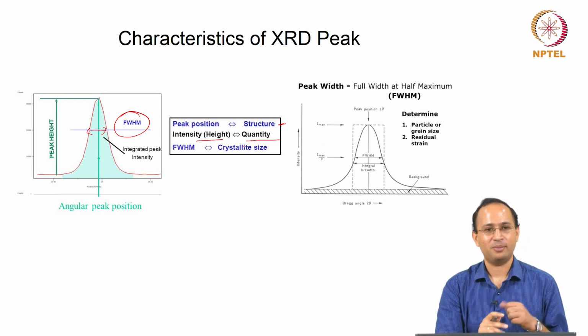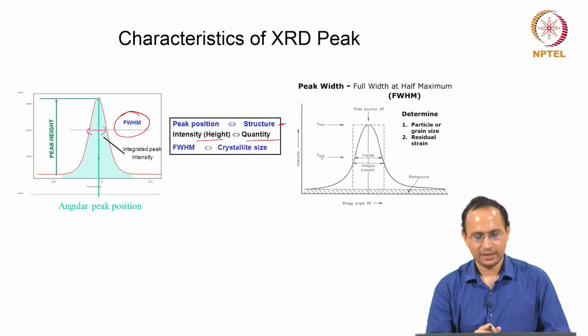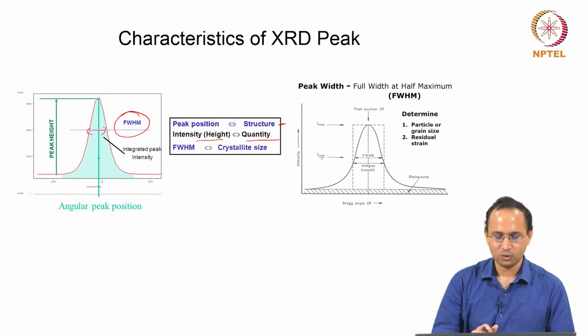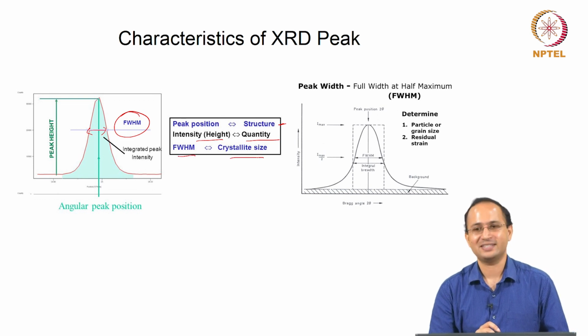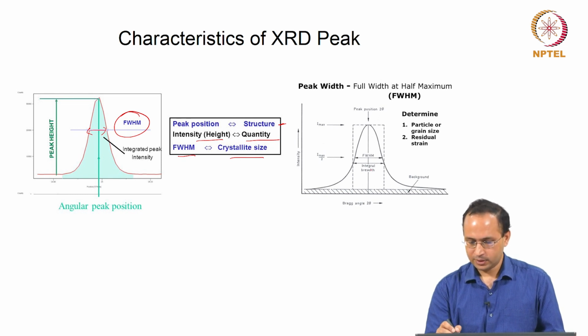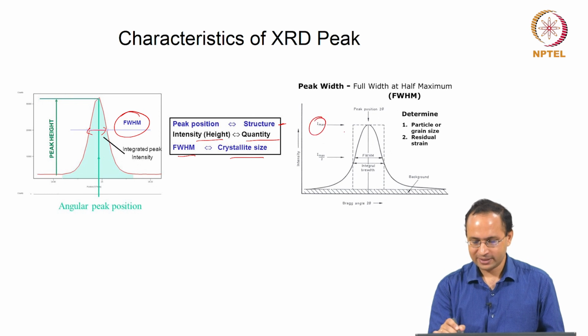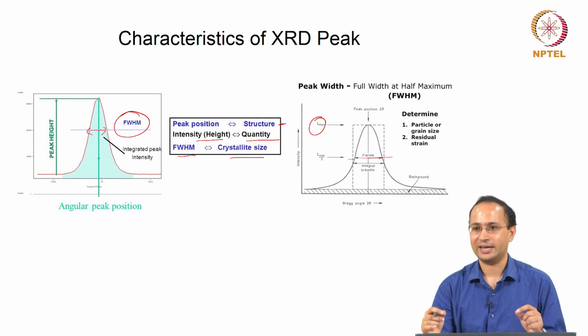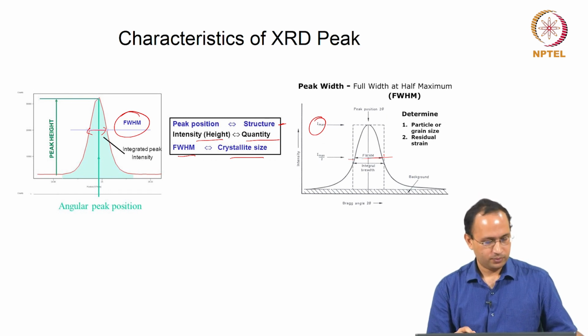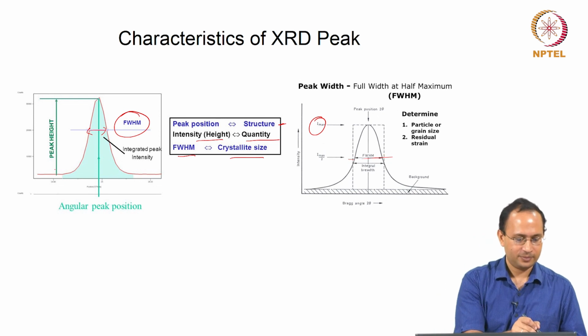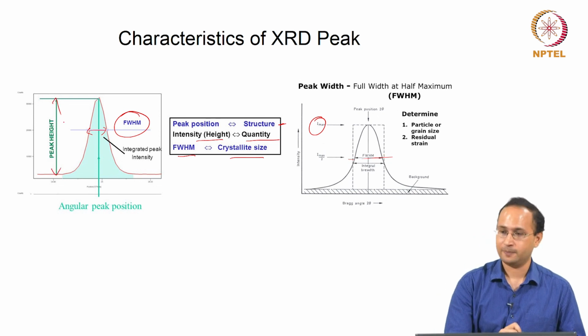We will see how, but peak intensity can be used to get the quantity, and FWHM can be related to crystallite size. Suppose Imax is the maximum intensity; you draw a line at Imax over 2, so it is half maximum, full width. That is the characteristic of your XRD peak, and this is the peak height.